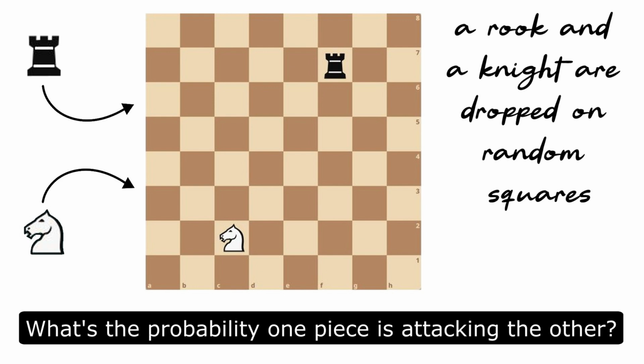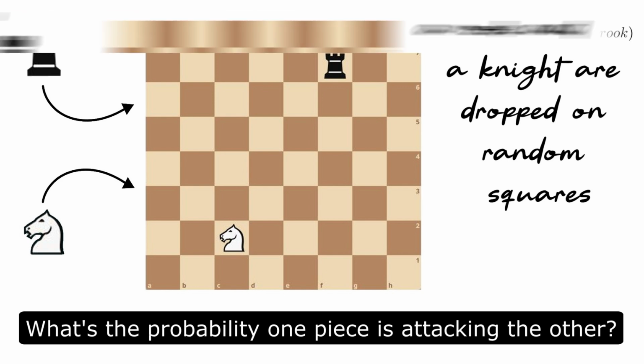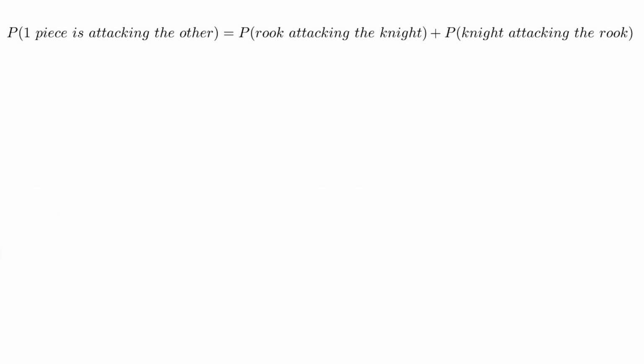Okay, let's look at our initial conditions. What does it say? What's the probability that one piece is attacking the other? Correct? What does that statement mean exactly? It means either the rook is attacking the knight or the knight is attacking the rook. Correct? So it's the union of these two possibilities in set theoretic terms.